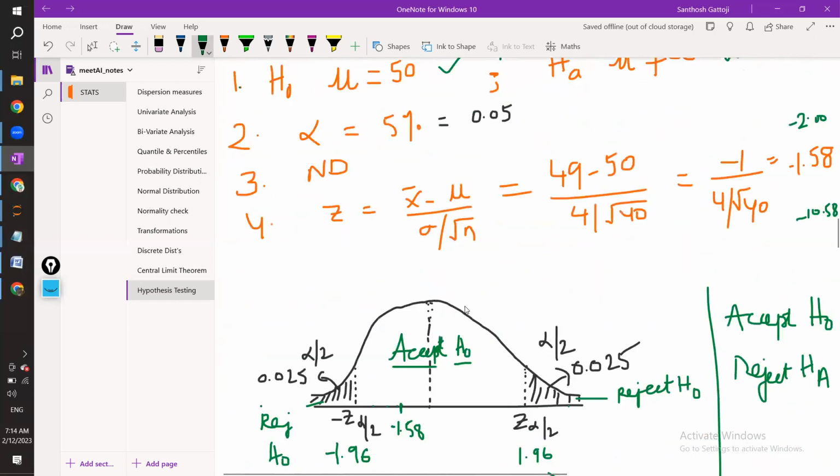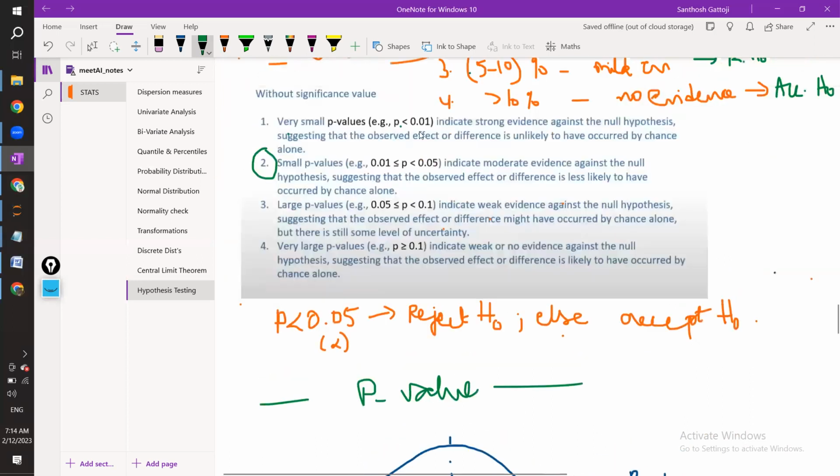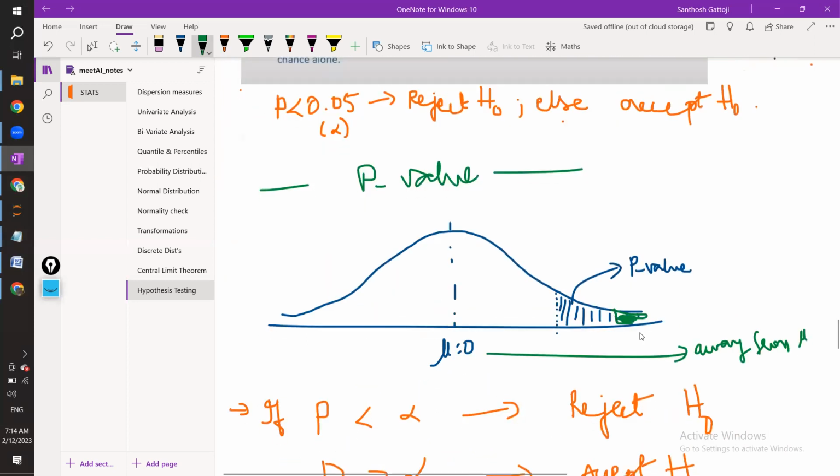So the way you can interpret it is, if you have a mean over here, 0 or any value, or if it is a standard normal distribution, it will be 0. The way you can understand it here is, if we have a small p-value, that means you have a small area. You get a small area when you move away from the null hypothesis. When you move away from the null hypothesis, obviously you should reject the null hypothesis.